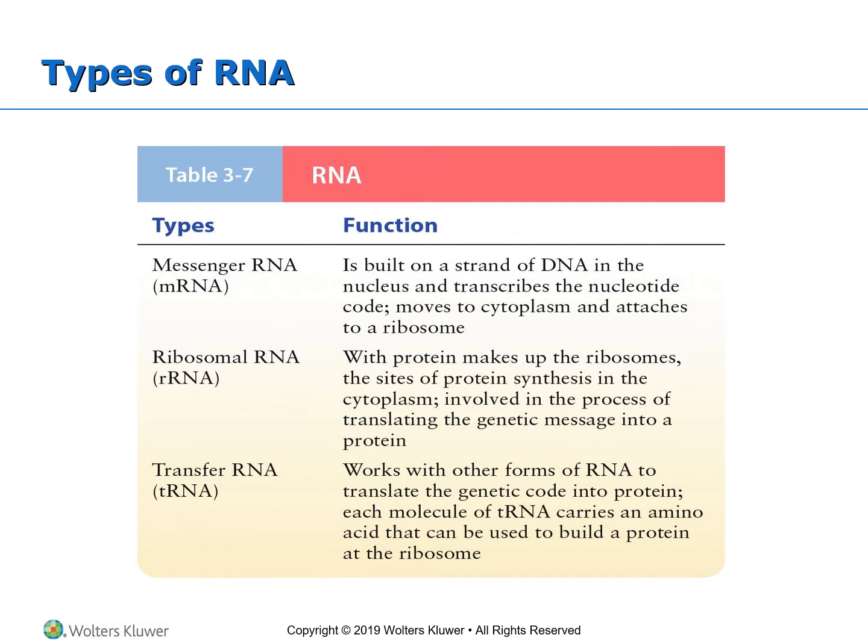We have 3 types, as I was telling you, of RNA. We have the messenger RNA that is built on a strand of DNA in the nucleus, will copy the information from the blueprint, will move outside to the cytoplasm, and will attach to a ribosome. Now, the protein that is made by the ribosome will be based on the ribosomal RNA. And we have what is called a transfer or translation RNA that is able to work with other forms of RNA to translate the genetic code into a protein.